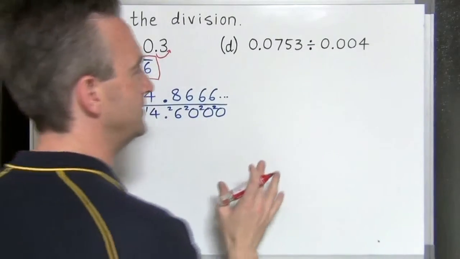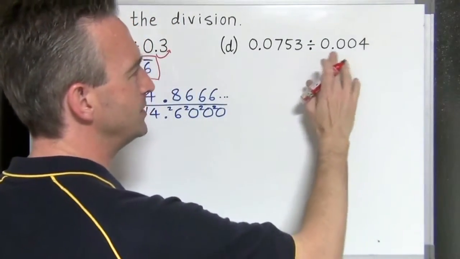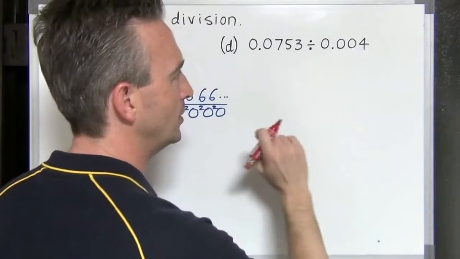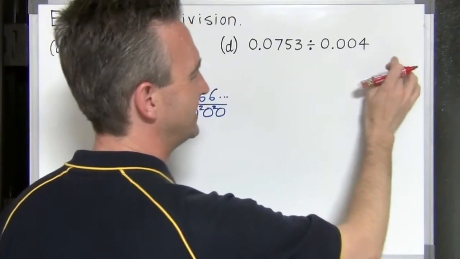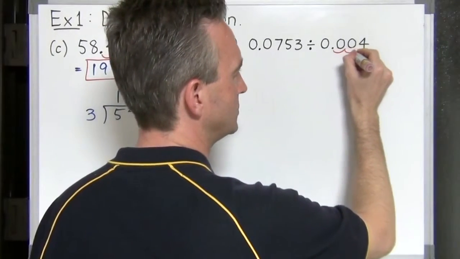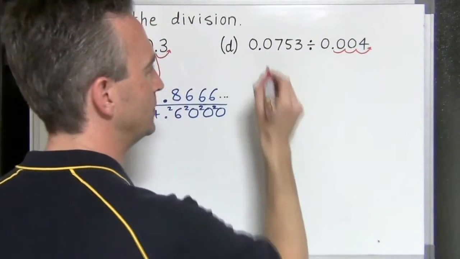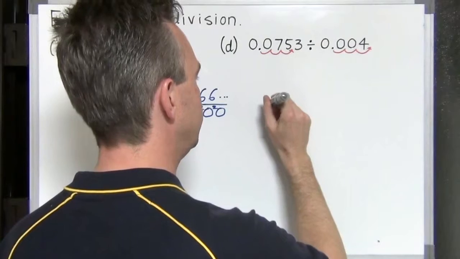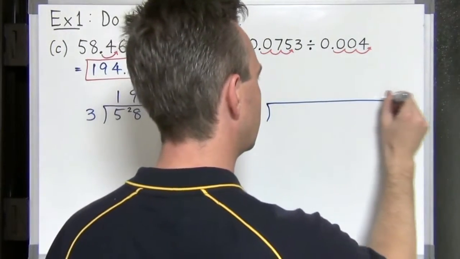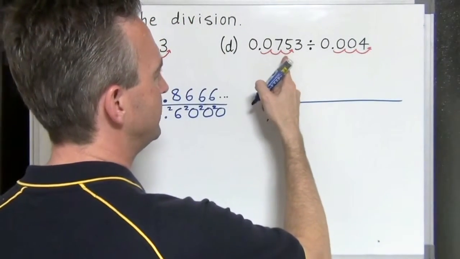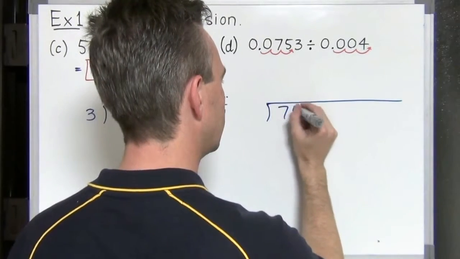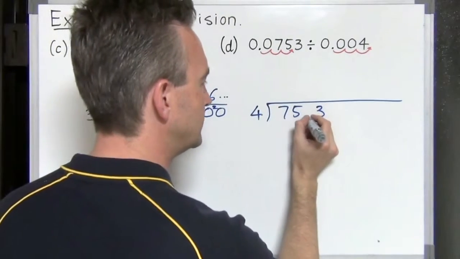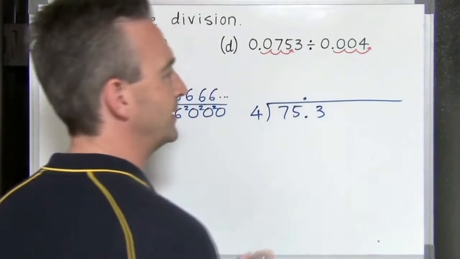On to D now. Let's give this one a go. We're dividing by 0.004. How many times am I going to have to move this decimal point so there are no decimal digits in the divisor? Let's have a look. 1, 2, 3 times. So we've got to do it over here as well. 1, 2, 3 times. So my division is going to be 75.3 divided by 4. Decimal points straight away, and we'll worry about those later.